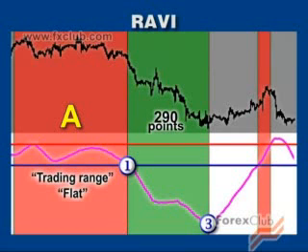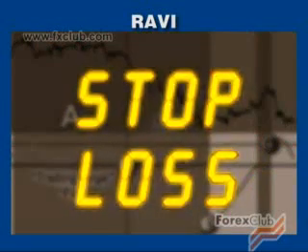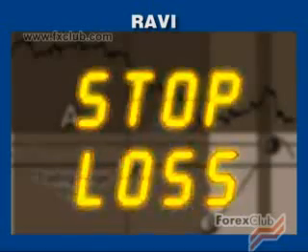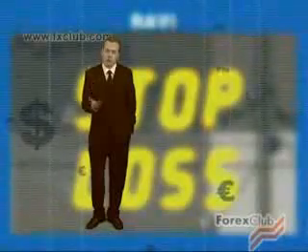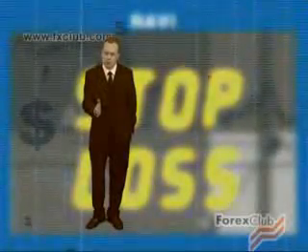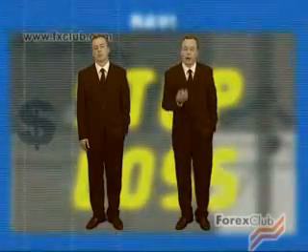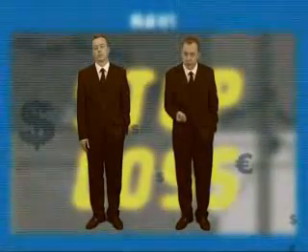But let's not get overconfident about Ravi. It's not 100% foolproof. A false buy signal was generated at point 4 and the stop loss was executed. What have we learned here? Well, firstly, we pay for our mistakes, so set your stop losses. And secondly, we should not rely on one indicator. We should employ a number of indicators and combine these with chart analysis.